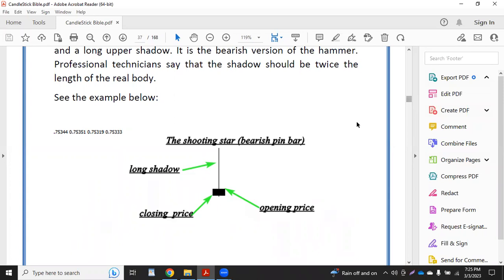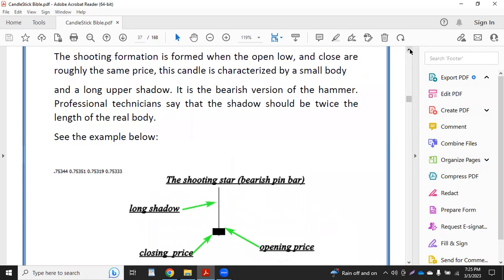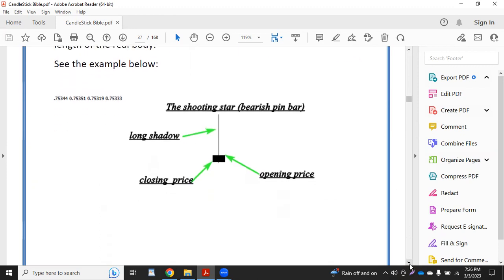So what you want to do is make sure you use this best when you are at a resistance. When you are in a resistance area and you see a shooting star formed, that gives you extra confirmation to enter that trade, right? So a shooting star is a bearish price pattern.